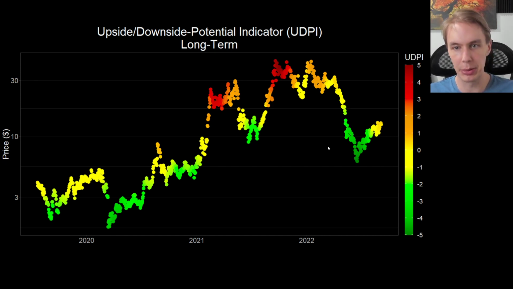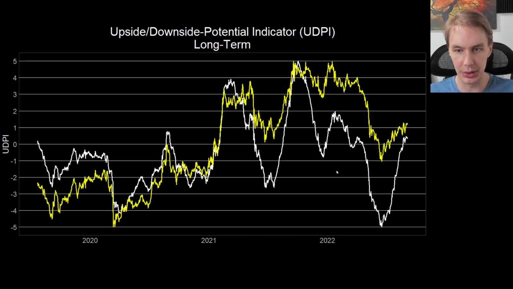It lets you identify points at which the top is likely closer, or at least the upside potential is getting exhausted, and also points where the downside potential is likely getting exhausted. And the model's done quite a good job of this over time.